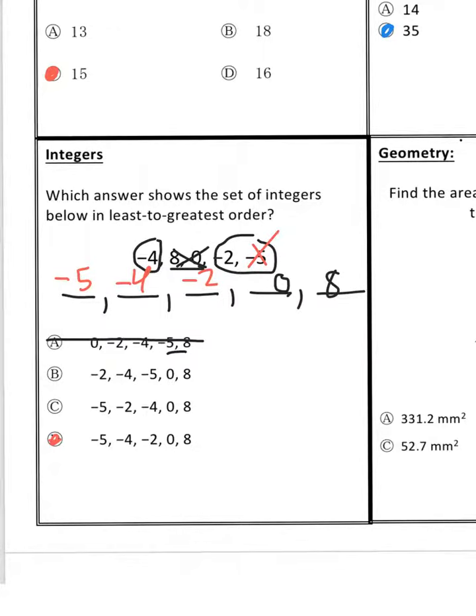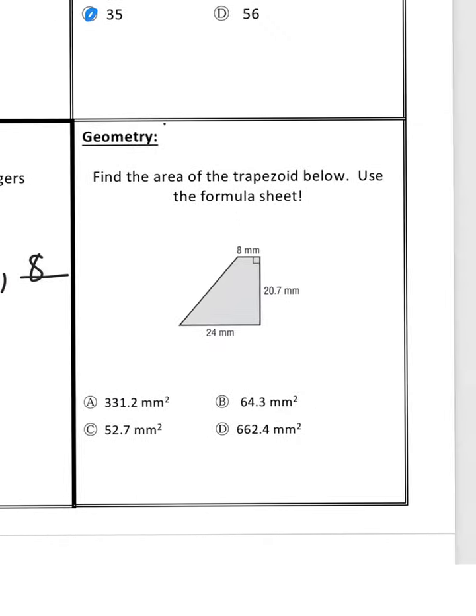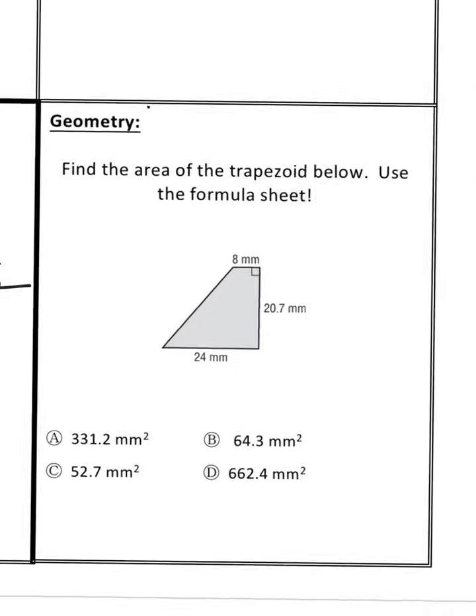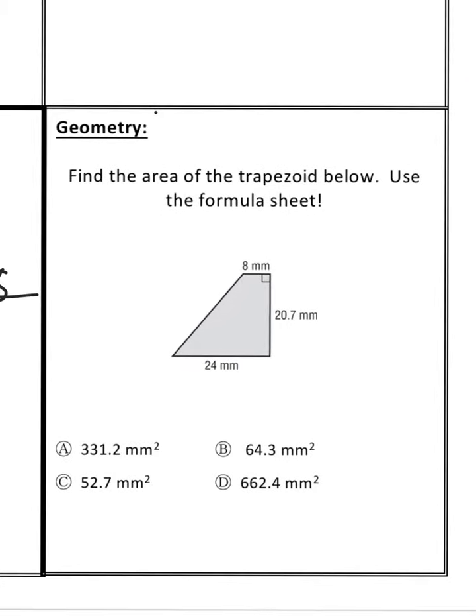Alright, last one. Let's do some geometry. Find the area of the trapezoid. Use the formula sheet. You need to have your formula and steps written down. For example, since it's a trapezoid, you should have the formula: area is half times height times base 1 plus base 2. And then you're going to substitute. So remember, this is base 1, this is base 2.